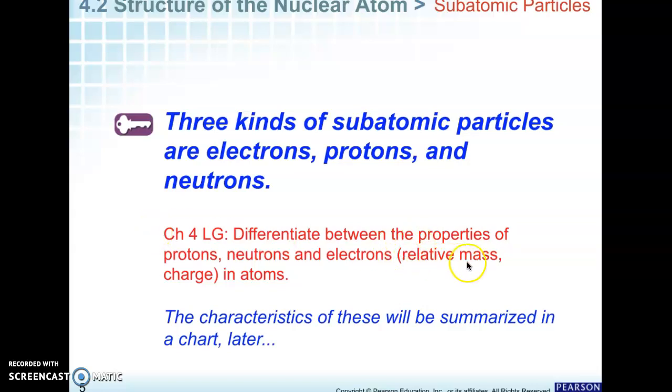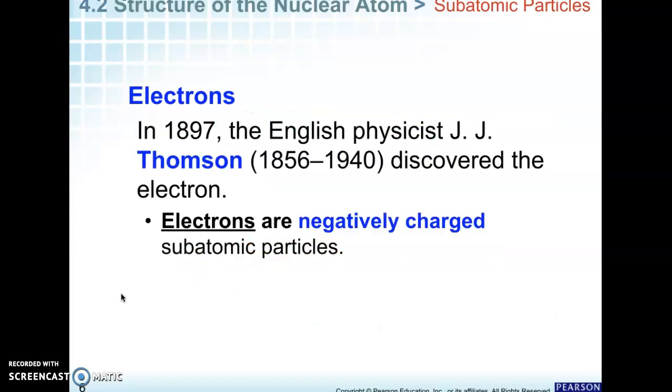So you want to know their relative mass, relative to each other. So you want to compare their mass to each other, and then also their charge and how those are in those atoms. And then this will be summarized in a chart later on in the notes. But before we get to that, you want to record some of this stuff.